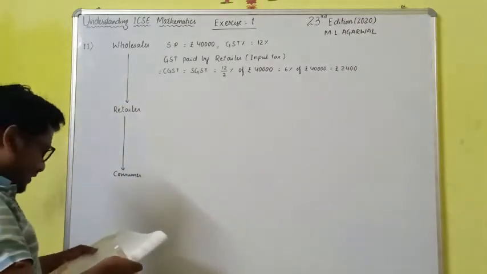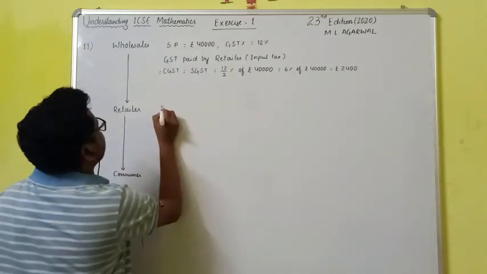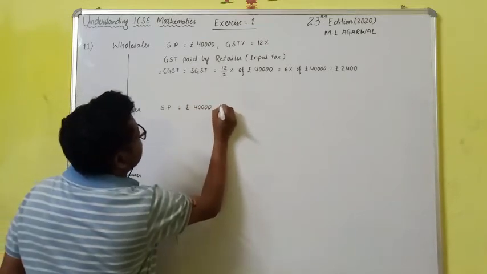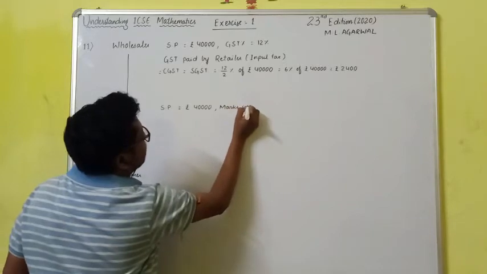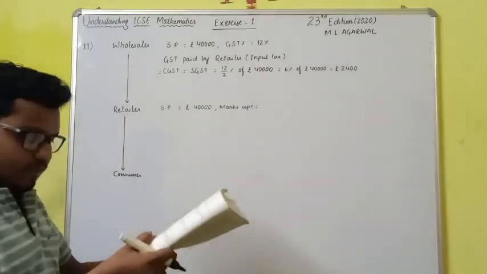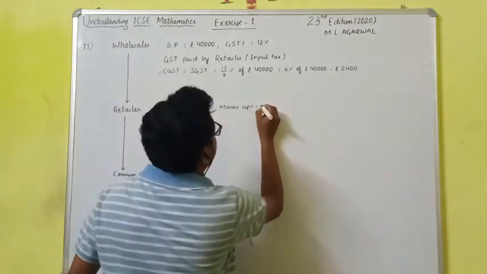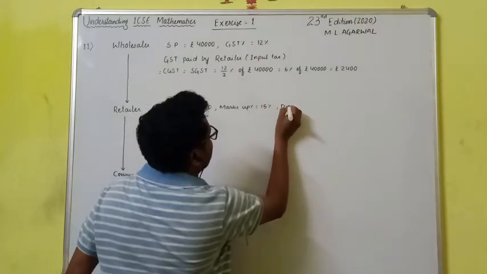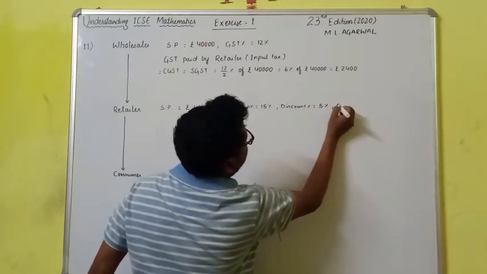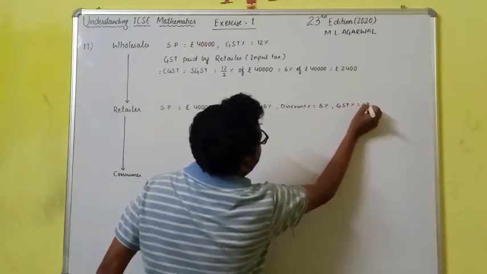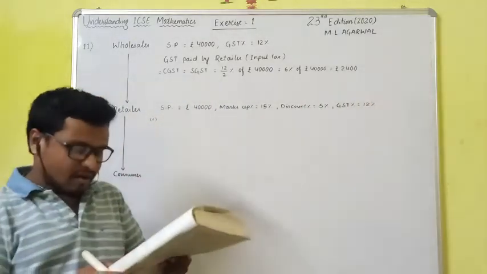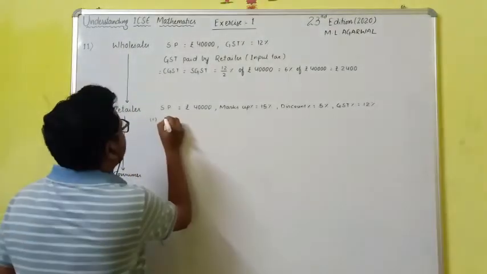Then again the selling price of the retailer. In case of the retailer, he marks up the price 15% above the cost price. Then discount is 5%, and GST is 12%. So here, the first question of your book is to find the mark price of the TV. The mark price we have to calculate.